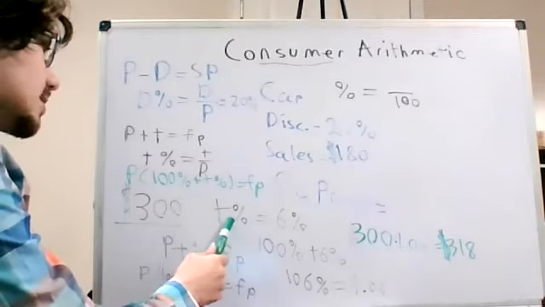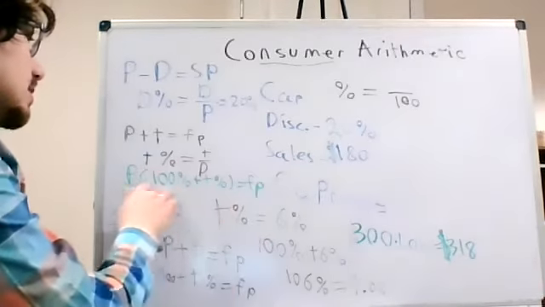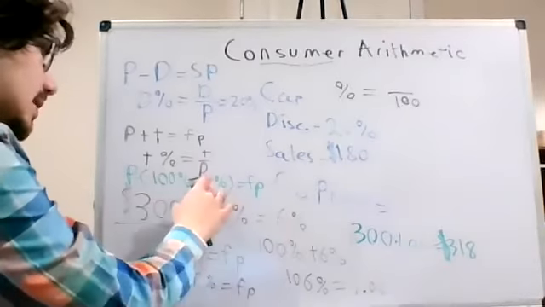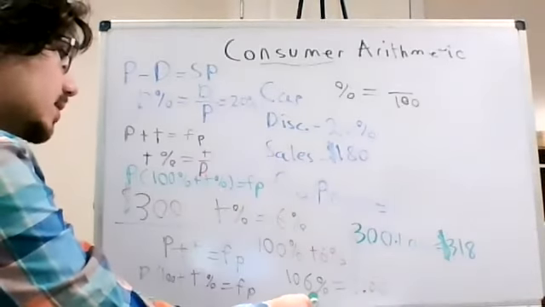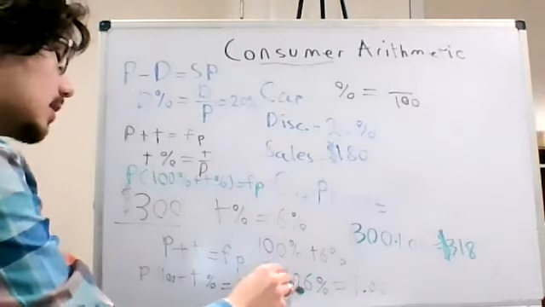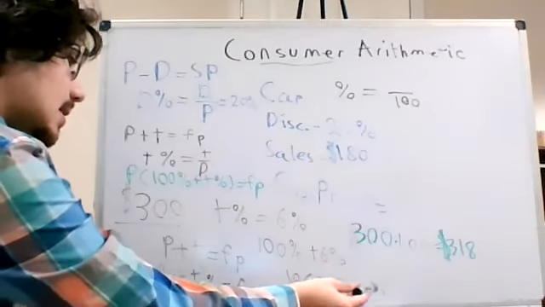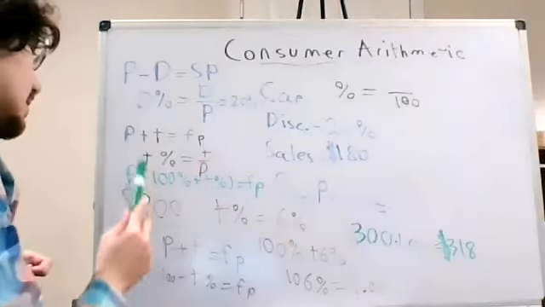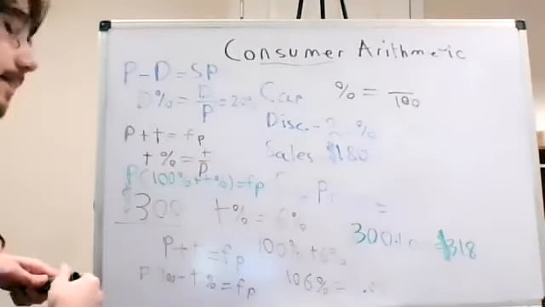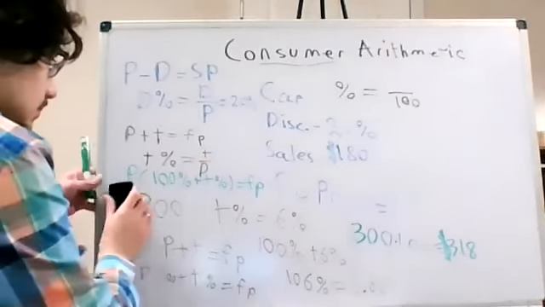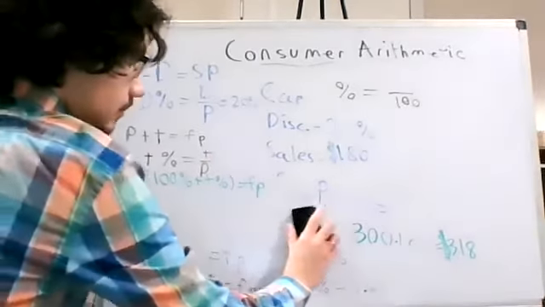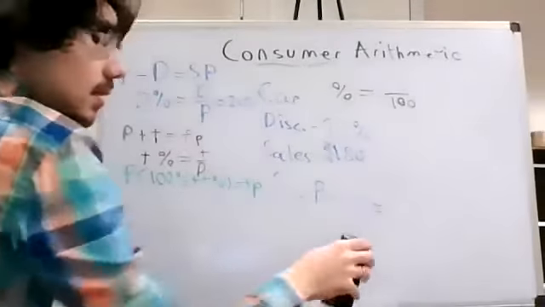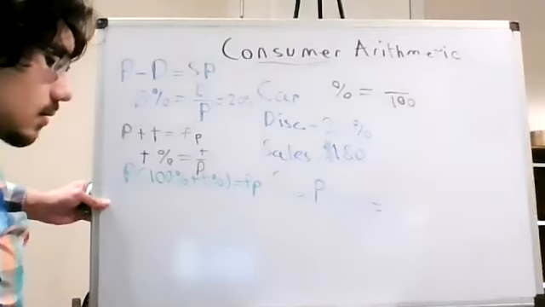Okay. So if we put this in context, our original price was 300, and what we did is that we saw the tax percent was 6%. So in this equation, we have 100% plus our tax percent, which was 6%. So we got 106%, which is 1.06. So we multiply that by the original price, and we got our answer. Any questions? No, sir.